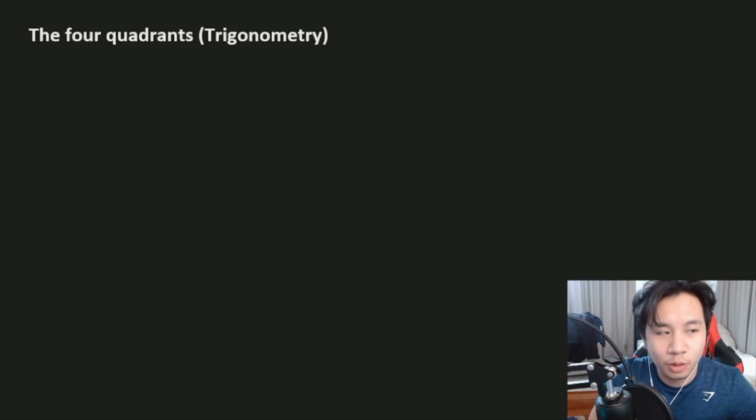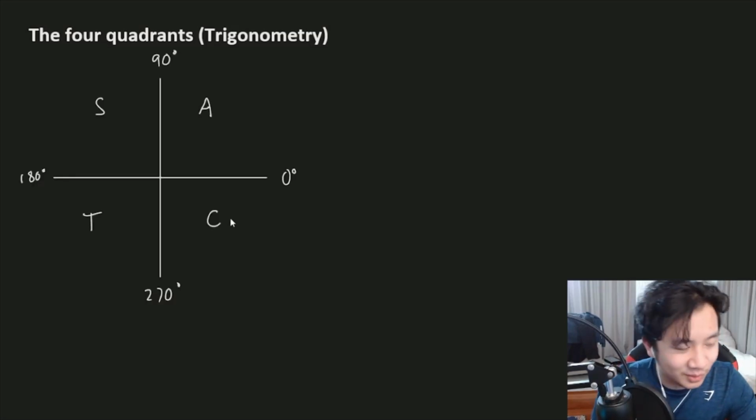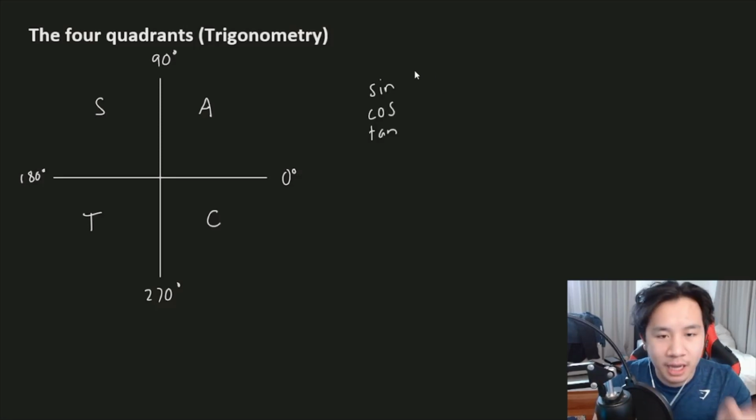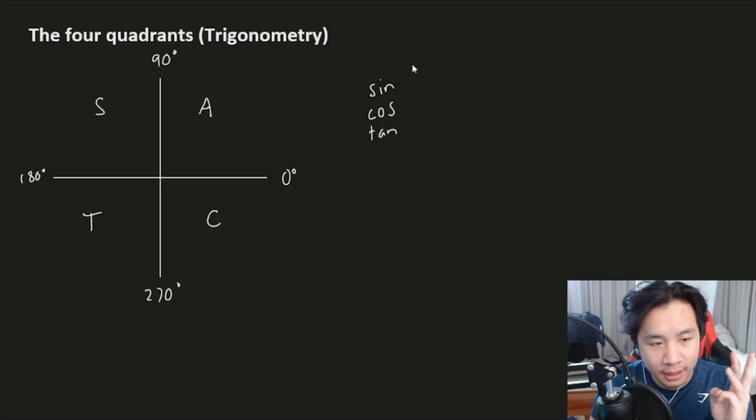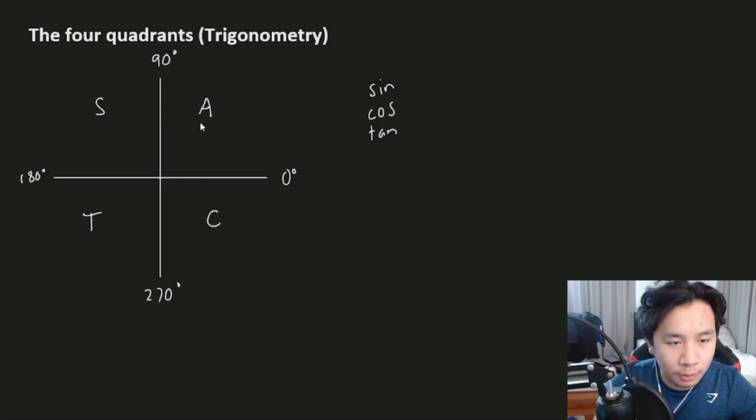Let's talk about the four quadrants. All right, so we have this weird thing, and I'll explain what it is. By now you should know what these trig ratios are. We have sine, cos, and tan. And what these letters tell you is that they actually represent each trig ratio, except for A. A is a bit different. A represents all.